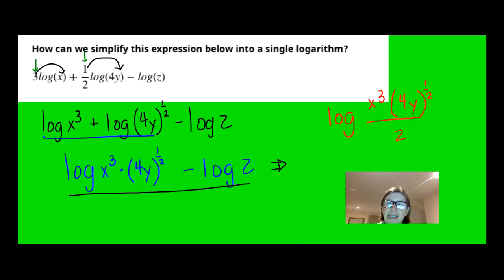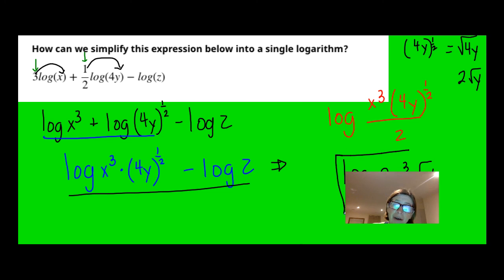Right now I can probably simplify that a little bit because 4y to the 1/2 means the square root of 4y, which means 2 square root of y. So I'm going to rewrite that as log 2x cubed root y all over z. All right, and that's how you condense. We call that condensing logs. You may remember that from this year and what you learned about logs. Just a few more and then we'll stop.